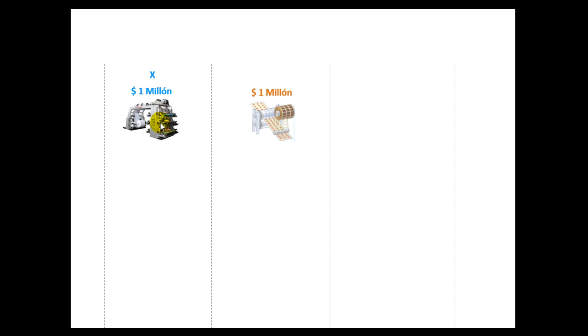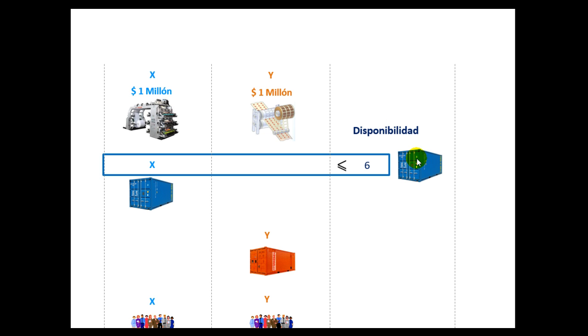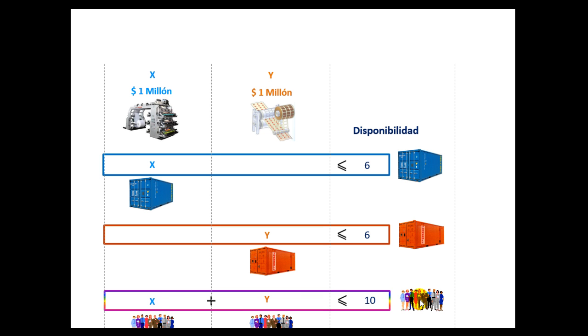and in order to produce X quantity of printer you need X quantity of these containers with the part of this, and X quantity of a group of people, labor. And in order to produce Y quantity of cutter you need this and you need this. And you have a certain availability. You have only 6 of these containers, you have only 6 of these containers, and you have only 10 groups of people, which means that the quantity that you use here plus the quantity that you use here has to be less than or equal to 10.